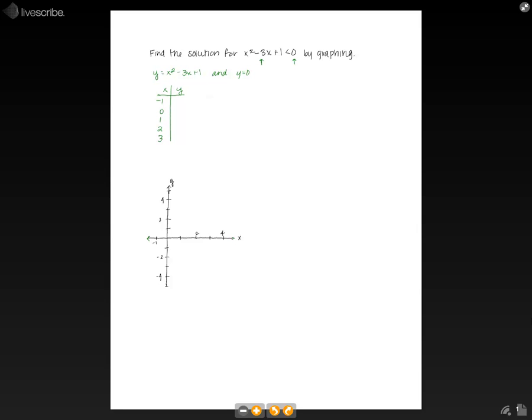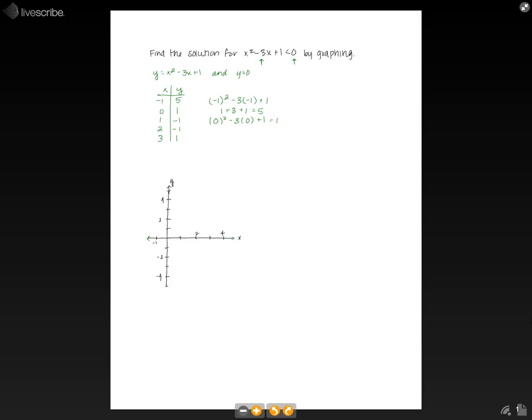In order to find the y value, we plug -1 into the equation. We get -1 squared minus 3 times -1 plus 1, which is equal to 1 plus 3 plus 1, which is equal to 5. So 5 goes right here. The next one is 0, so we do the same thing: 0 squared minus 3 times 0 plus 1. That's equal to 1. So we put 1 right here. You get the picture of how we do that, so we're just going to fill in the rest of the table. 1, -1, 2, -1, and 3, 1.